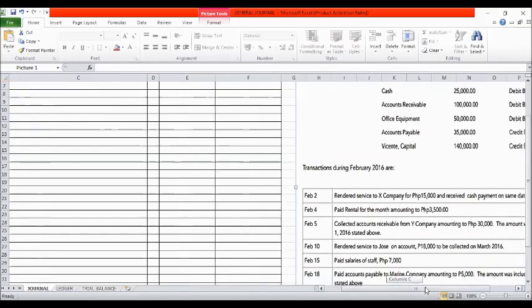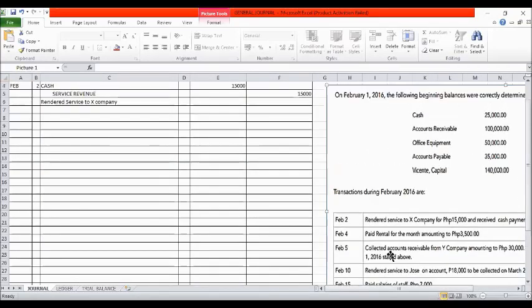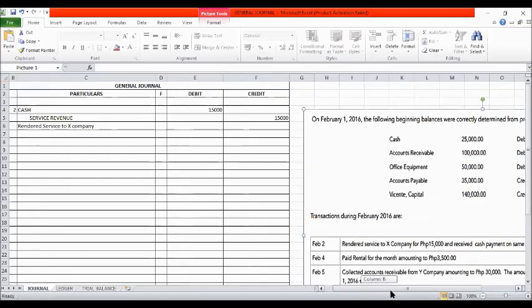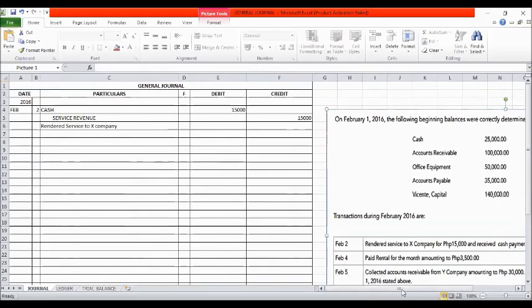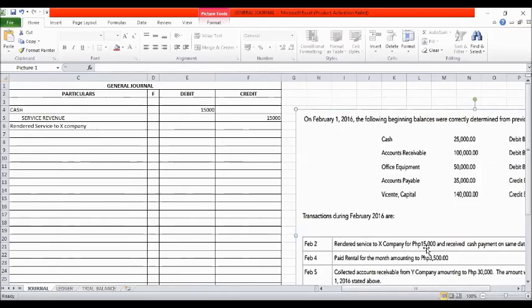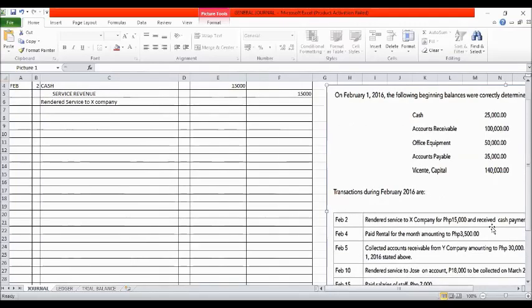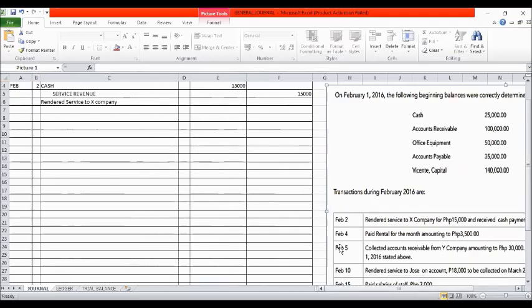So tinitingnan niyo lang sa mga transaction kung cash ang ginamit or on account. Pero meron ding mga transactions na silent. When we say silent, hindi niya sinabi kung cash siya or on account. So kapag silent ang problem, it simply means na cash payment ang ginamit. Let's say for example, sinabi lang dito, rendered service to X company for 15,000. So automatic cash iyon. Kung hindi niya sinabi yung received cash payment, sabi lang is rendered service to X company for 15,000, automatically, cash ang i-debit natin.